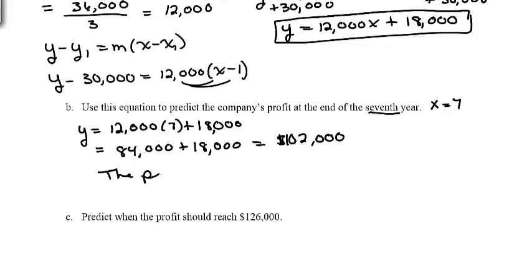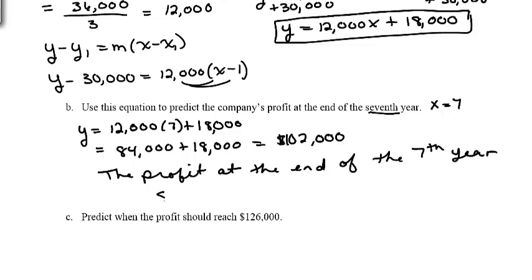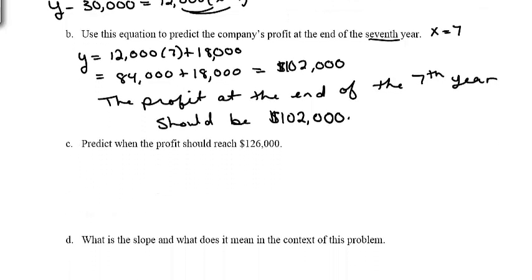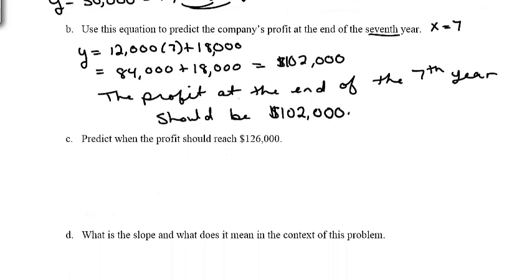So the profit at the end of the 7th year should be 102,000. Make sure that you answer your word problems with a sentence like that. And then predict when the profit should reach 126,000.